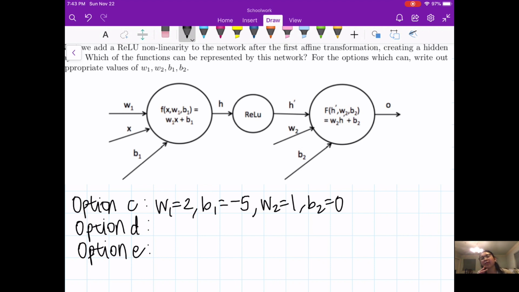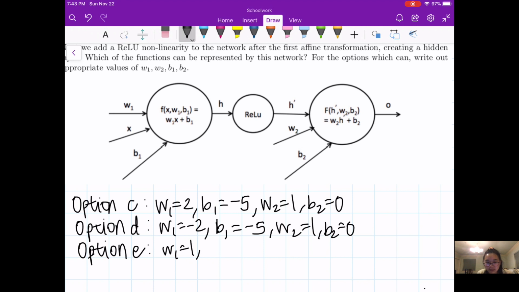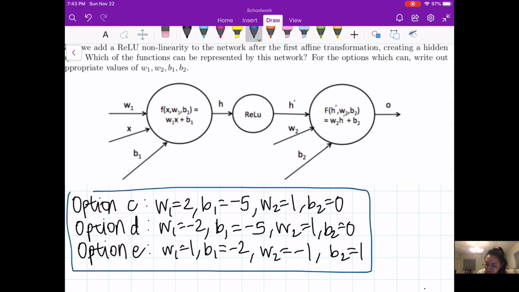And you can just reason through and try out different cases to find these exact weightings, but in terms of the weightings for D and E, it will just be w1 equal to -2, b1 equal to -5, w2 equal to 1, b2 equal to 0, and then for E, it will be w1 equal to 1, b1 equal to -2, and then w2 equal to -1, and b2 equal to 1. So these are the 3 options that work with this computation graph.